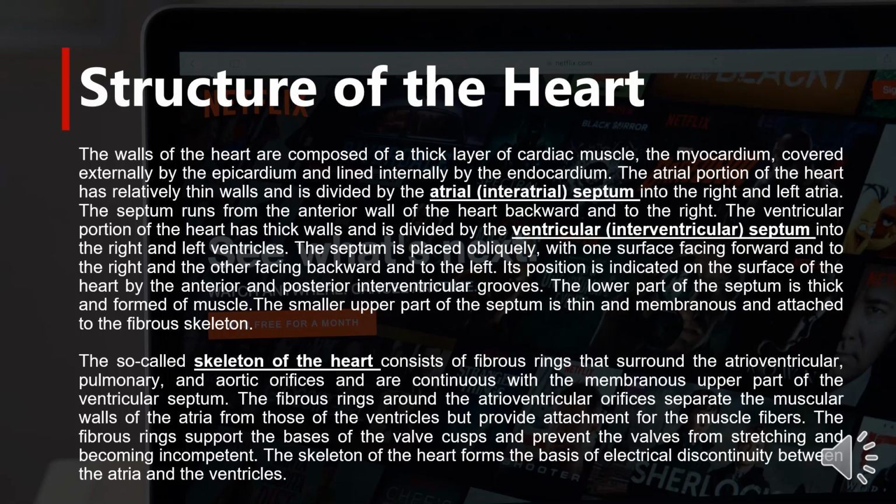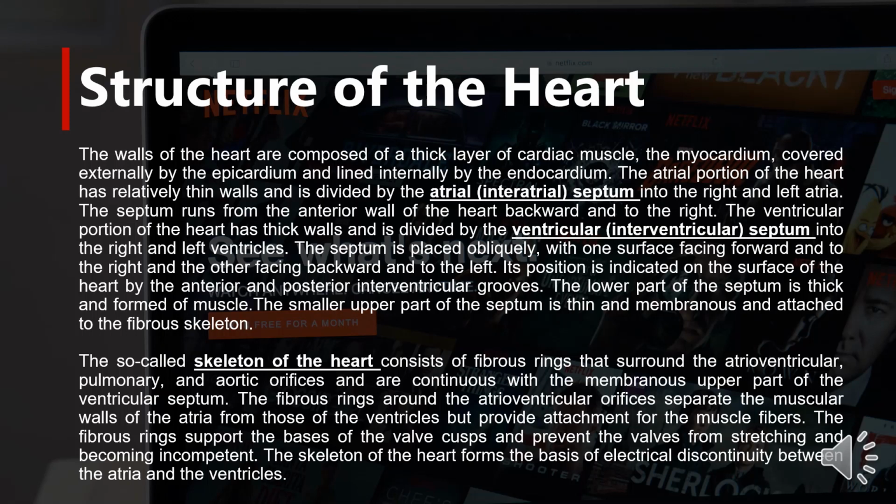The ventricular portion of the heart has thick walls and is divided by the ventricular septum into the right and left ventricles. The septum is placed obliquely with one surface facing forward and to the right and the other facing backward and to the left. Its position is indicated on the surface of the heart by the anterior and posterior interventricular grooves. The lower part of the septum is thick and formed of muscle. The smaller upper part of the septum is thin and membranous and attached to the fibrous skeleton.